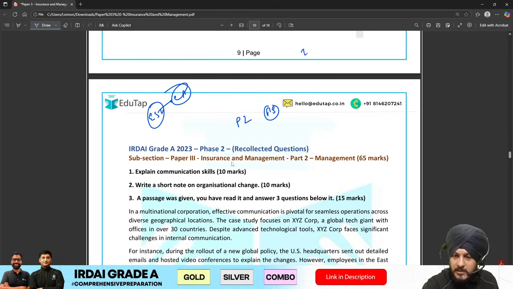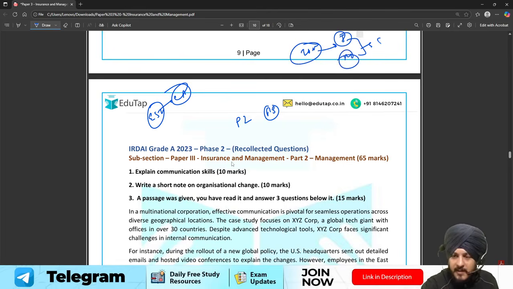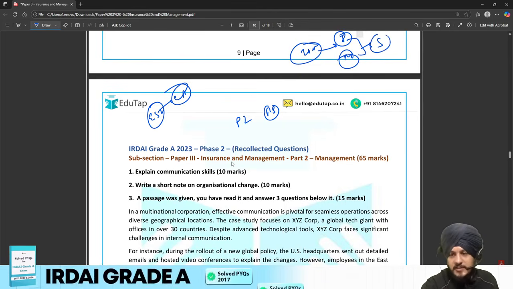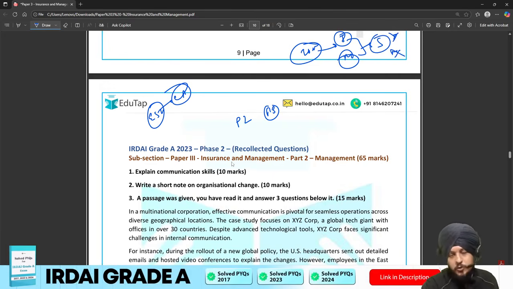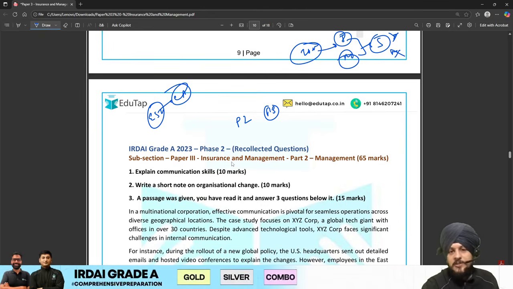But this insurance and management paper is more scoring. Why is it so? Because in case of insurance and also in case of management, the syllabus has the utmost importance. If you have covered the syllabus, trust me, in insurance you are not going to face any problem, and in case of management also you won't face any problem, because all the questions have been asked directly from the syllabus.